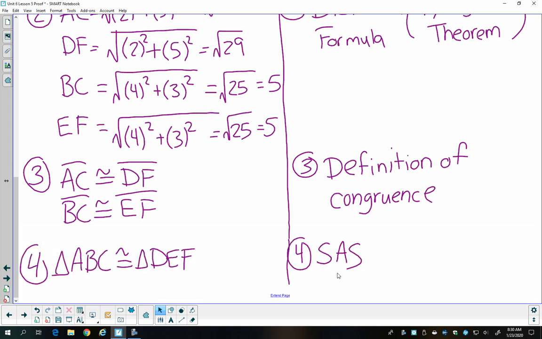So what we've done here is sort of marry 2 concepts, our distance formula from earlier in the year and congruent triangles that we've been working on lately to write a nice proof.